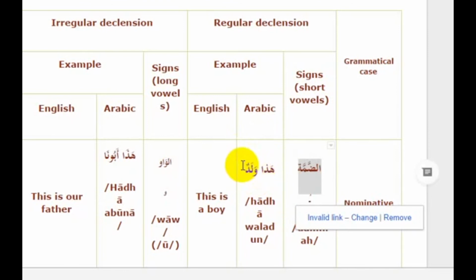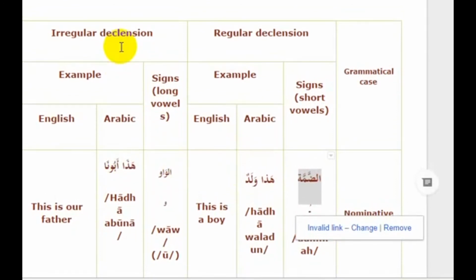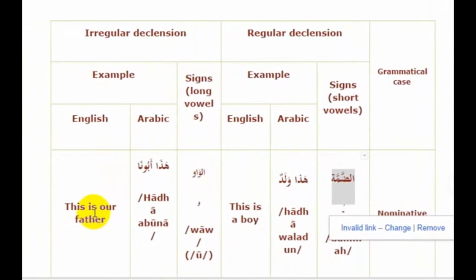في حالة الرفع هذا ولد. Great. And here this is the irregular declension. هذا أبونا. What about أبونا here? If we compare the two words ولد and أبونا, أبونا ends with waw. So this is the sign, the long vowel. Wow, great. This is our lesson today.